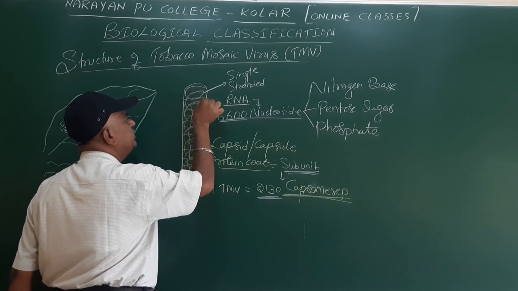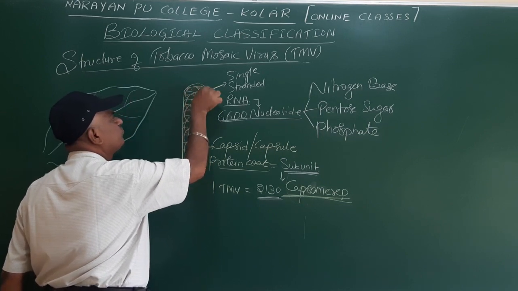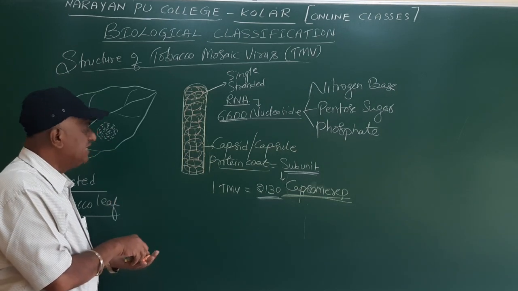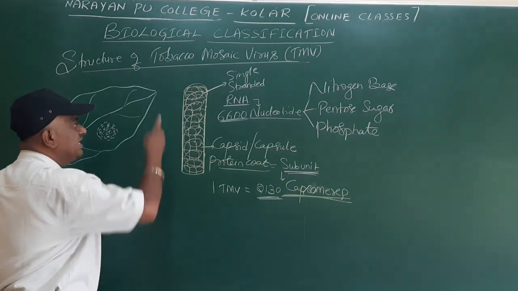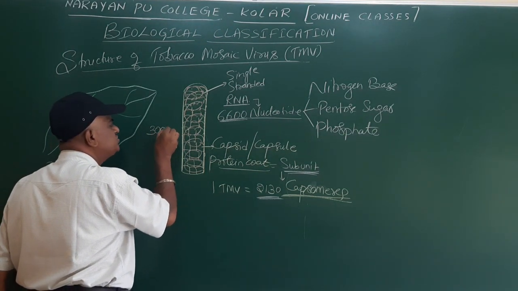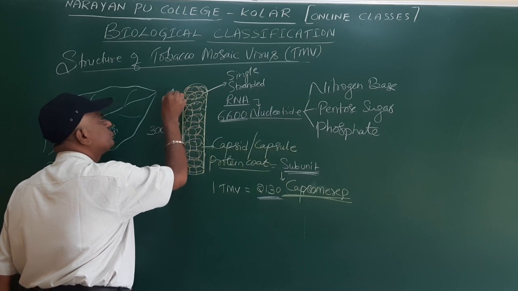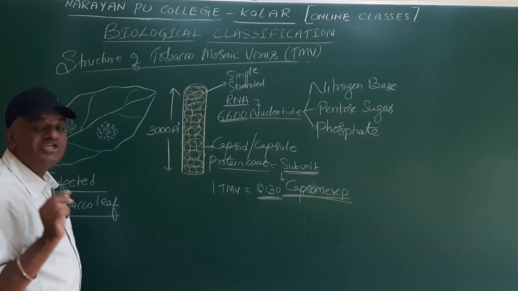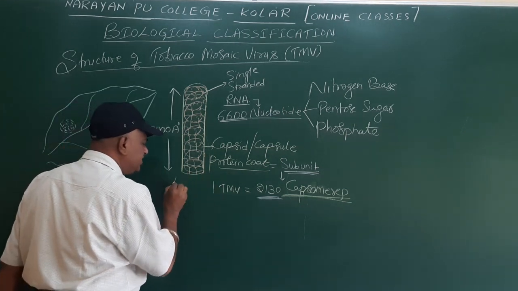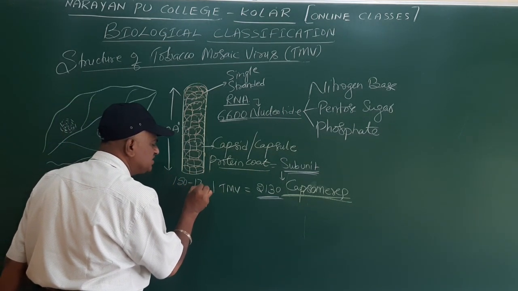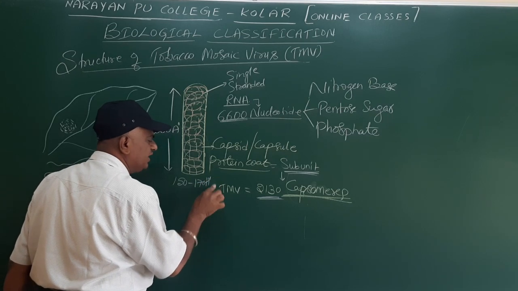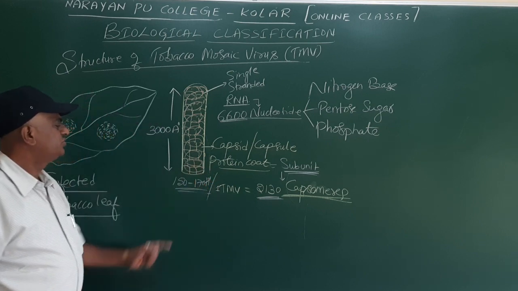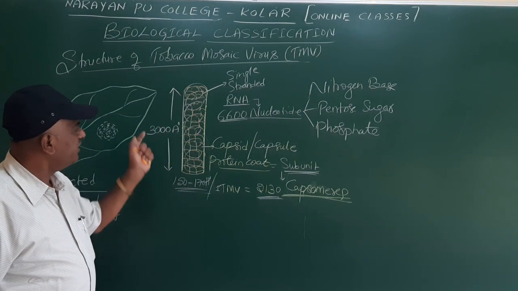So this is usually called single-stranded RNA covered by a protein coat. Next, the length of the TMV. The length of the rod-shaped virus TMV is 3000 angstroms. The diameter is 150 to 170 angstroms.